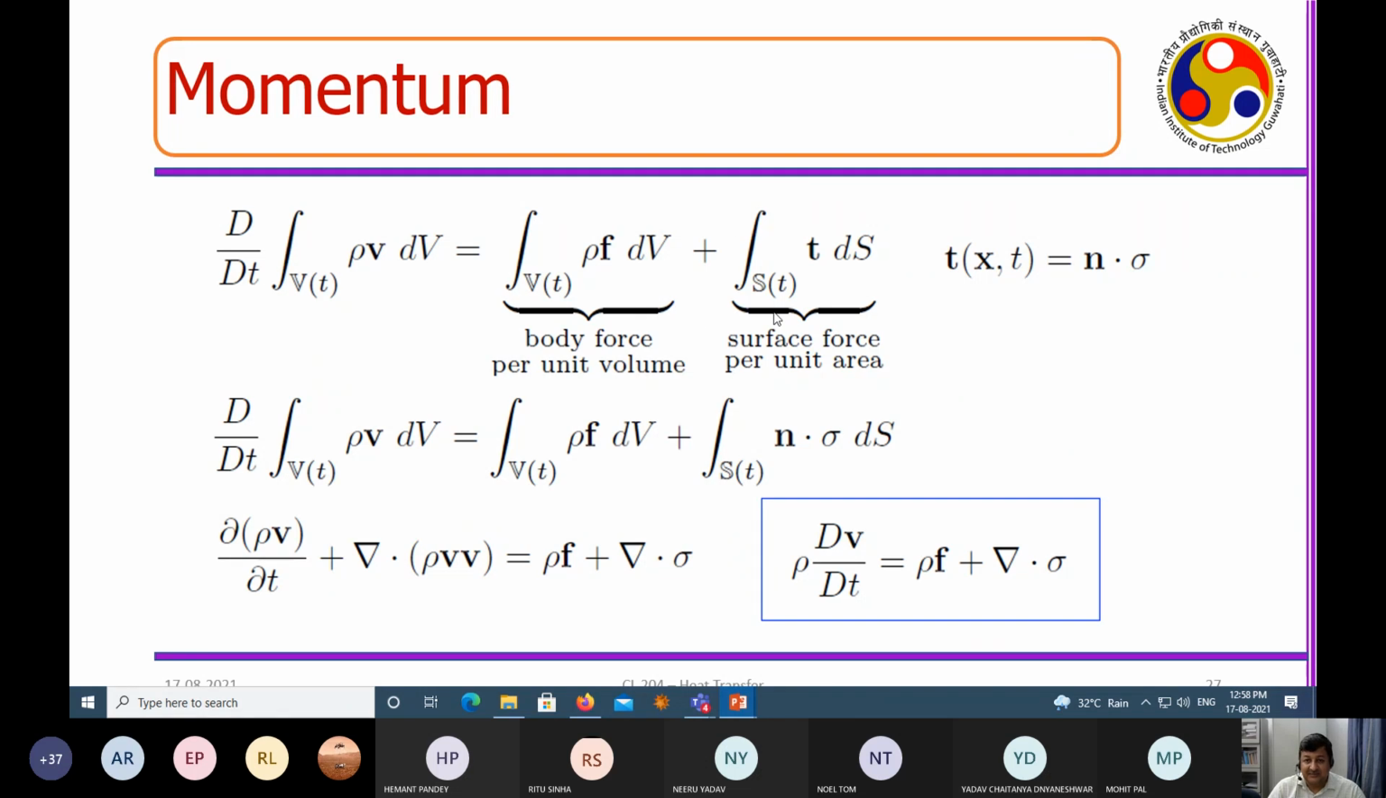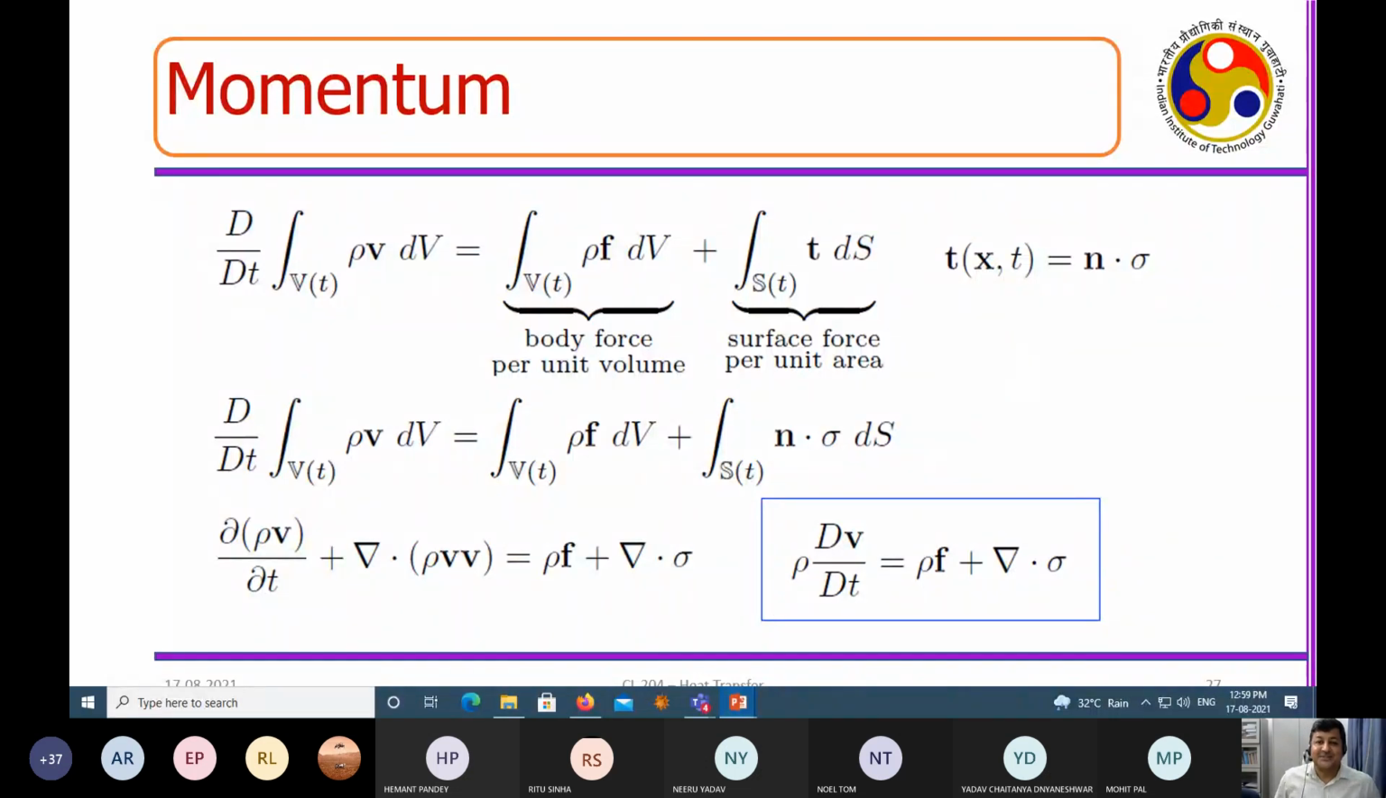Now, if you convert this surface integral into a volume integral, this T can be written as n dot sigma. This you will do in fluid mechanics. So this can be converted into divergence of sigma. This is a vector. This is a vector. Divergence of rho VV. VV is a tensor, but divergence of rho VV is a vector. So entirely this equation is a vector, and this is the Cauchy's equations of motion. If you apply Newton's law of viscosity here, you ultimately get the Navier-Stokes equation.